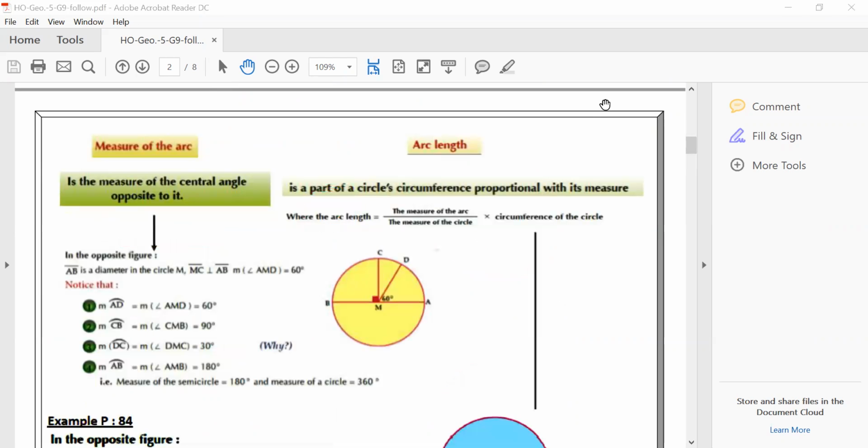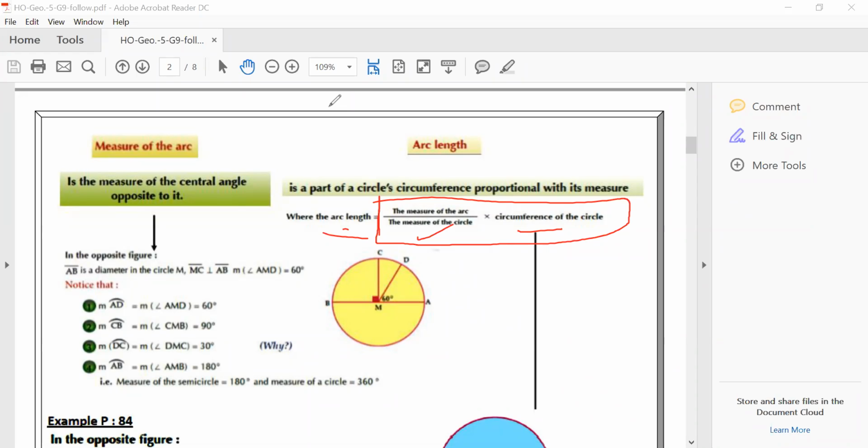The length of the arc, I will get it by this rule. The length of the arc equals the measure of the arc divided by the measure of the whole circle times its circumference. He wants the arc length. Substitute in the rule. Times the circumference. You forgot that, Jana? You forgot the circumference.